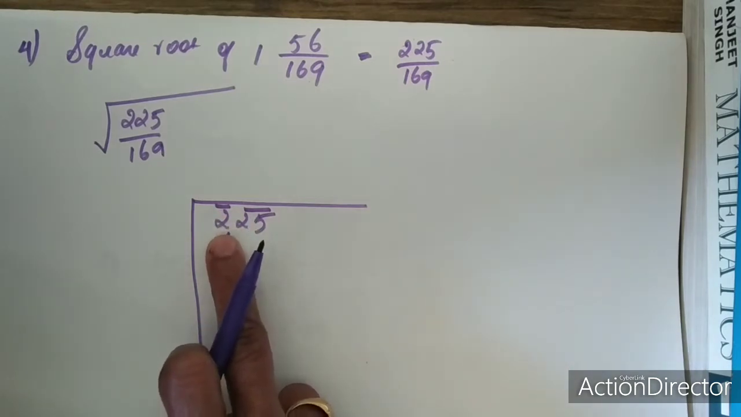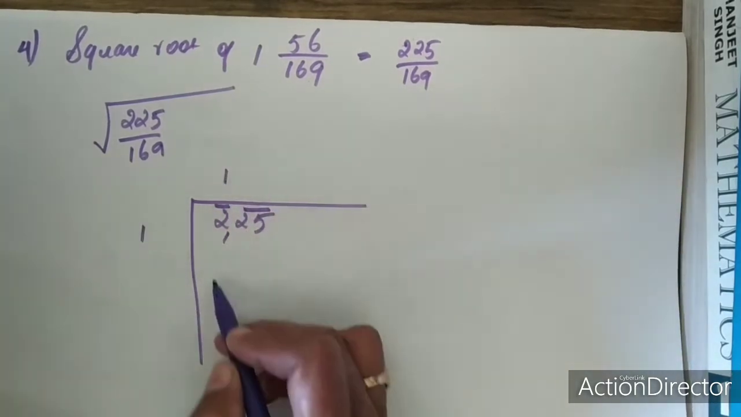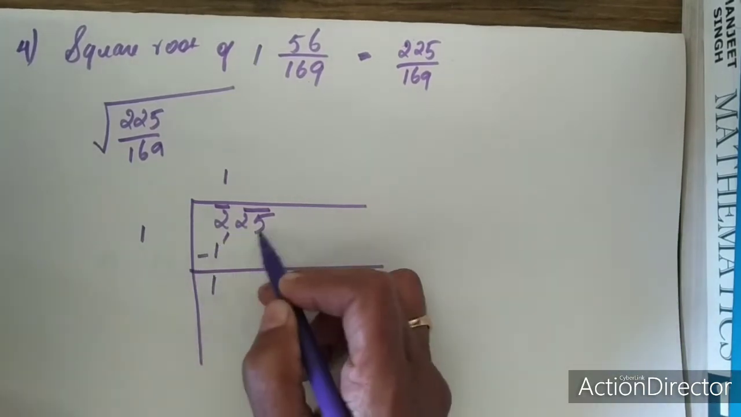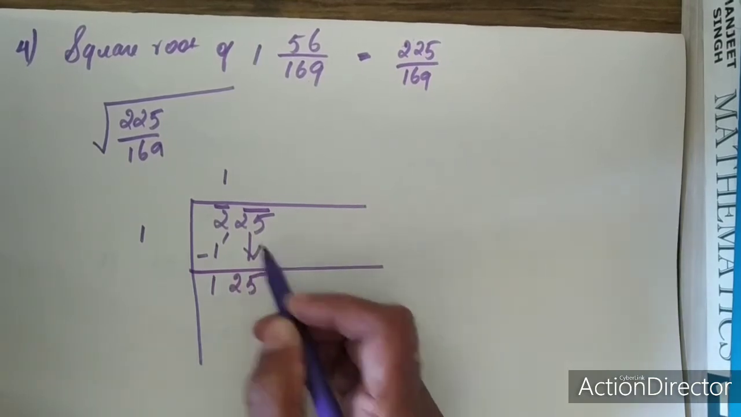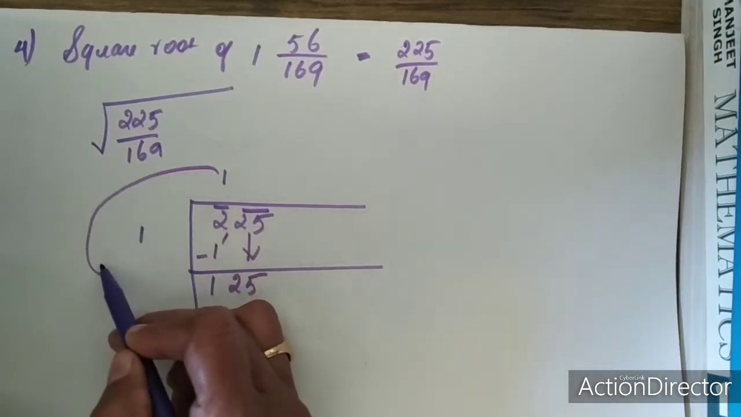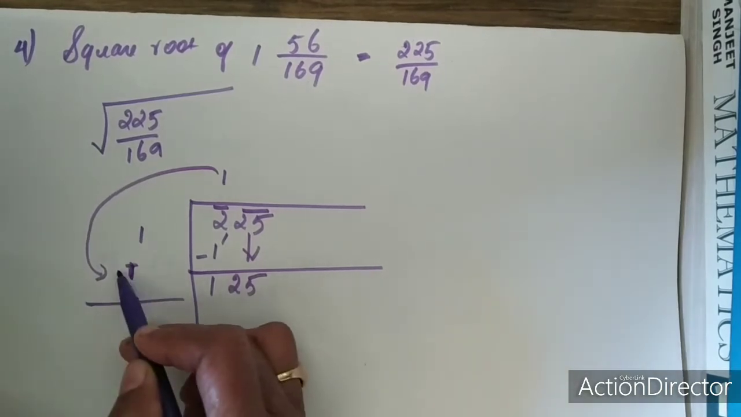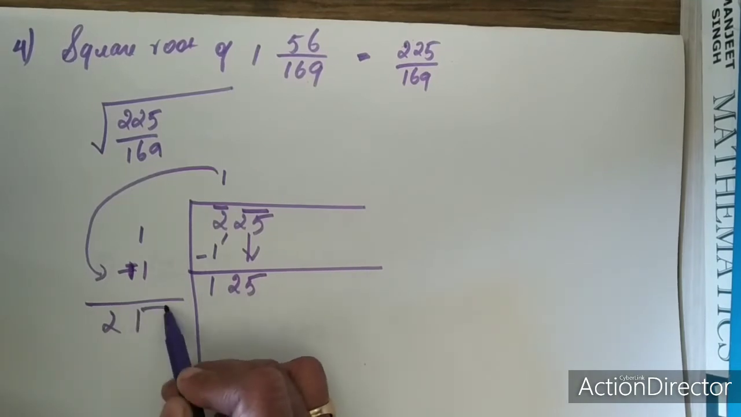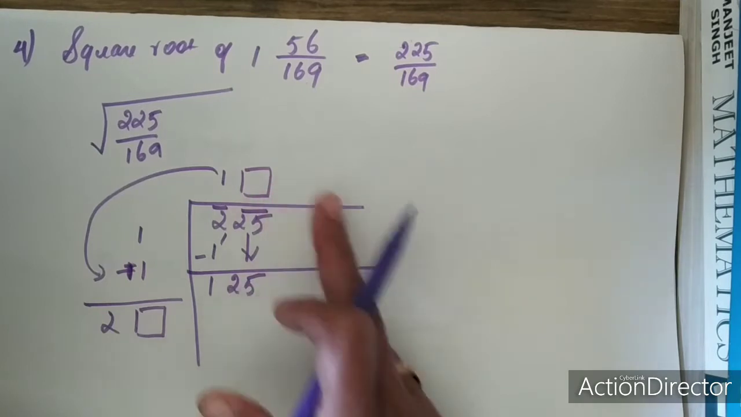Now next step, find the largest perfect square number less than or equal to 2. So it is 1 into 1 is 1. Now 2 minus 1 is 1. Drop down the next pair of numbers, that is 25. We will be adding this quotient with this number. So 1 plus 1 is 2. After adding, I have to select a digit between 0 to 9.